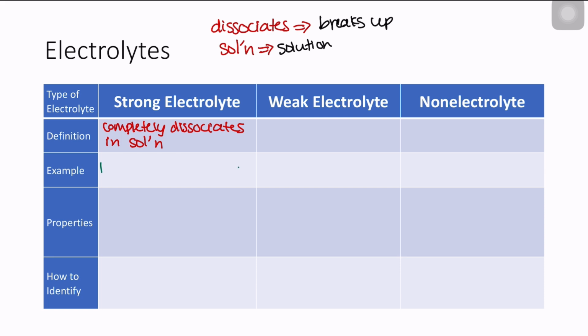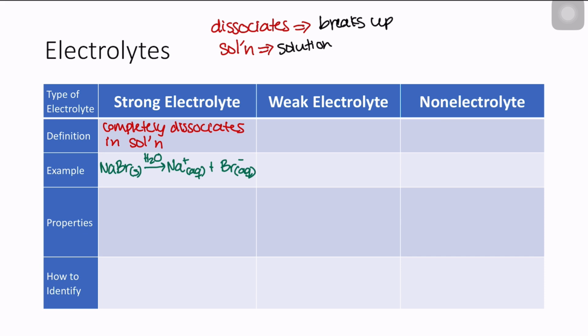So an example of that might be something like sodium bromide. If I have the ionic compound sodium bromide, it is a solid. And when I put that in water, it is going to completely dissociate. It completely breaks up into sodium ion and bromide ion. Notice that my states changed from solid to aqueous.